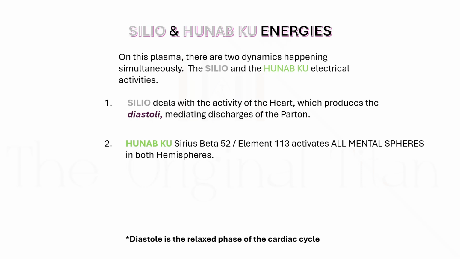The energies that we're dealing with are Cilio and Hunepku energies. When we talk about Cilio, we're dealing with the activities of the heart, which produces diastolic. It's mediating discharges of the part-time. When we look at the definition, it is the relaxed phase of the cardiac cycle. So that's the reason why that lower number is so important, because they want that to be low so that the heart can rest during the relaxation phase. If it's too high, that means that the heart is not resting, and there's a possibility of cardiac arrest or some type of dysfunction.